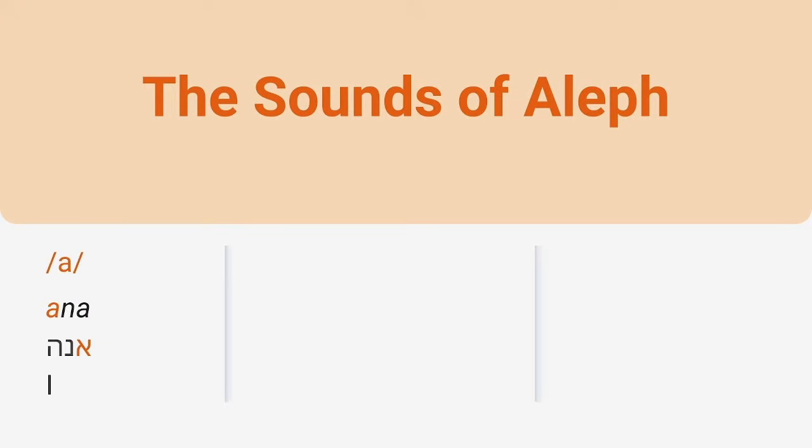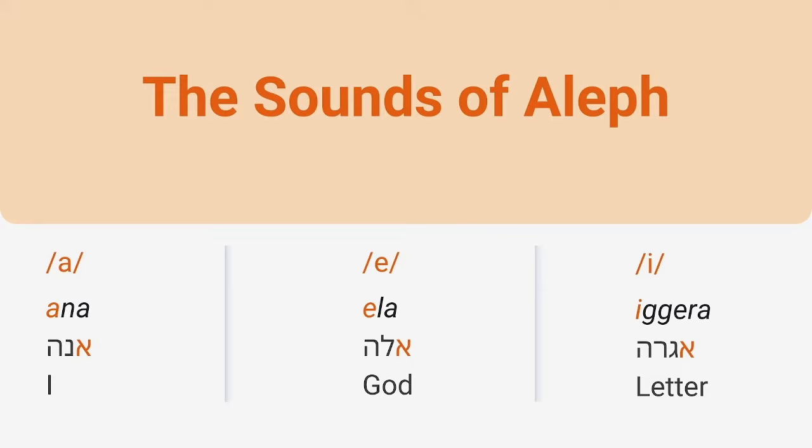When we see an Aleph, sometimes there will be an ah sound, like in the word ana, which means I. Other times it might have a long or soft E sound. In this case, the word for God is Elah, with a soft E. And other times it might have a short or long I, like in the word Igra, the word for letter.